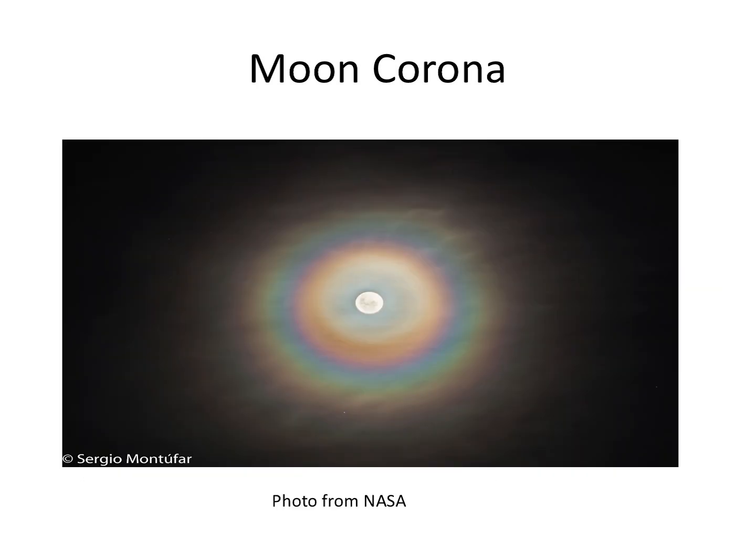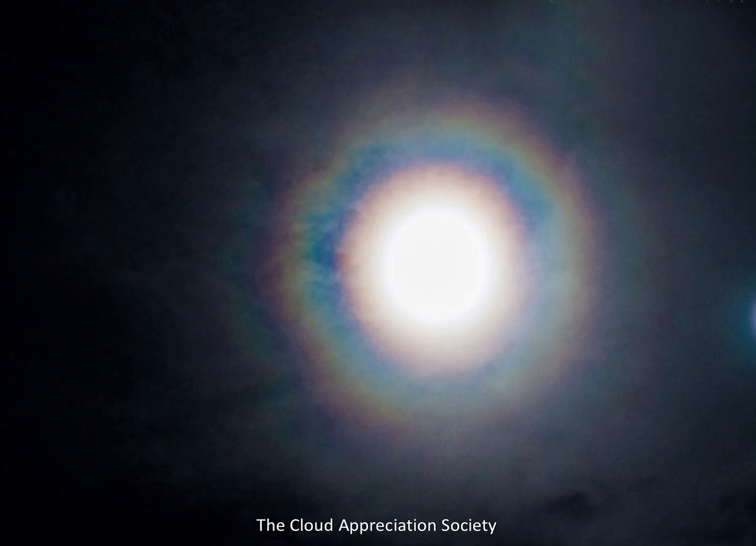So here's an example of a moon corona. And hopefully everybody was able to get outside the other night and see the, I think it's called a pink moon, pink supermoon. Here's another picture of a moon corona. And you can see some of the different dispersal of colors in that one as well.